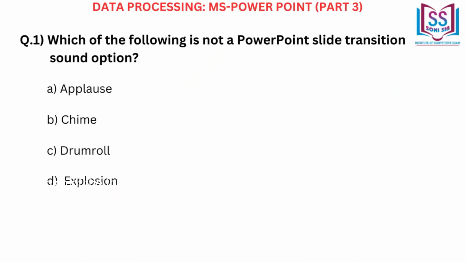Which of the following is not a PowerPoint slide transition sound option? A. Applause. B. Chime. C. Drum roll. D. Explosion. Correct answer A. Applause.